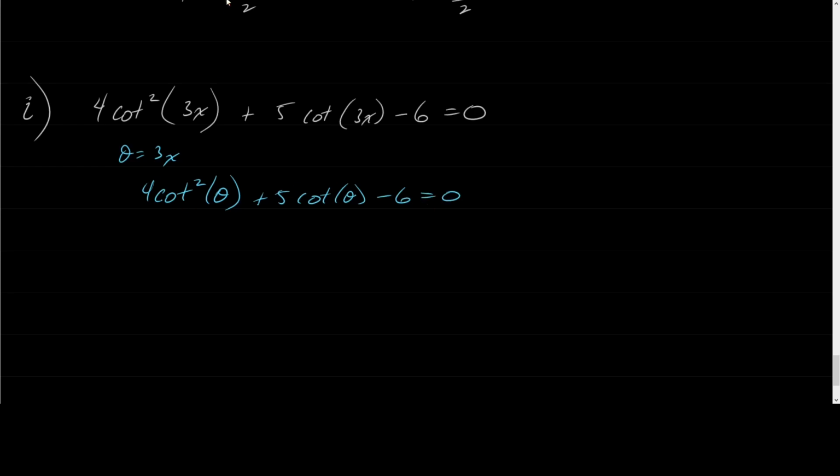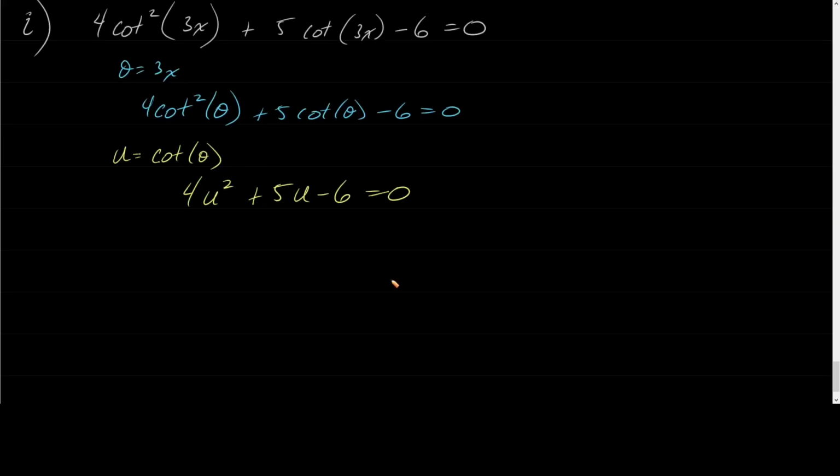But I don't want to work with all these cotangents, so let's do a u substitution. So let's let u be equal to cotangent of theta. So this gives me just simply 4u squared plus 5u minus 6 is equal to 0. All right. Now that we've got that, this is a much simpler thing to work with than what it was originally. All right, at least visually. So what we can do here is to factor this, start with the AC method. So we have 4 times negative 6, multiply a times c.